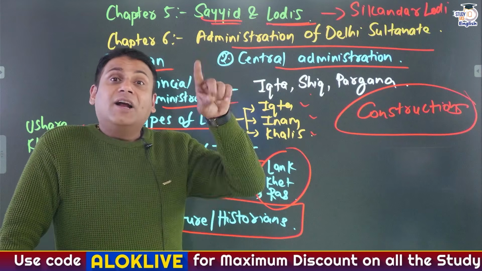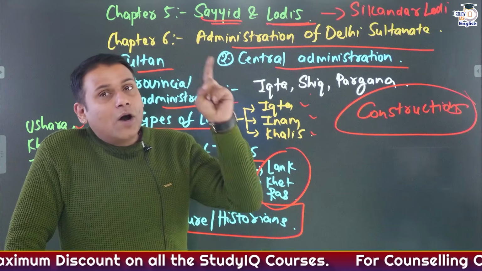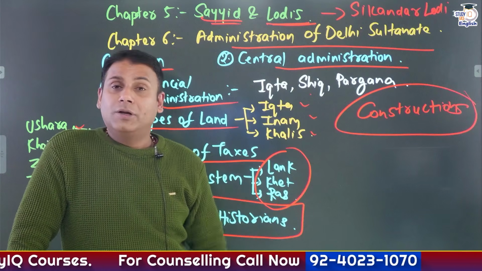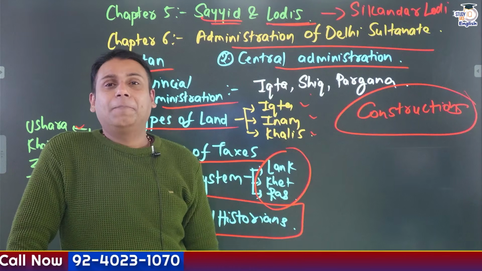Who initiated the construction of Qutub Minar? It was by Qutbuddin Aibak. Who completed the construction of Qutub Minar? It was by Iltutmish. Who repaired the Qutub Minar? It was Firoz Shah Tughlaq.